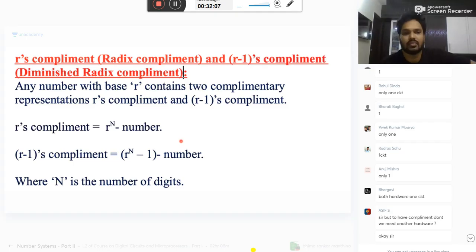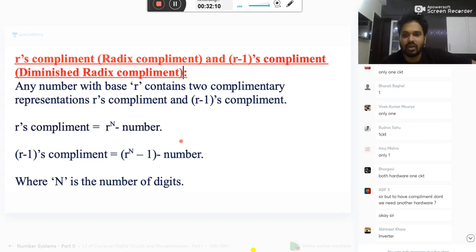Now see here. This is the fundamental definition of R's complement and R minus 1's complement. Please go through this. I will explain. First, R's complement, what is another name? Radix complement. What is R minus 1's complement? It is the diminished radix complement. It is just another name, because if the examiner gives you the diminished radix complement of a particular number, you should not be confused. It is nothing but R minus 1's complement only.